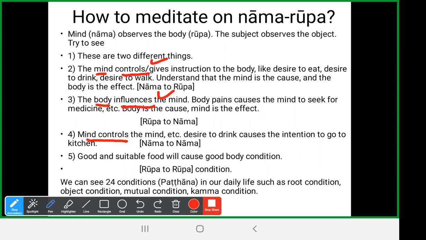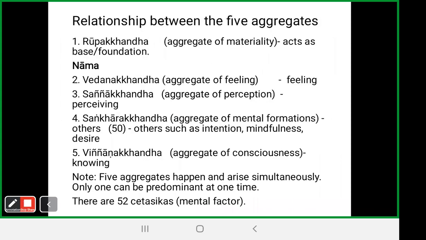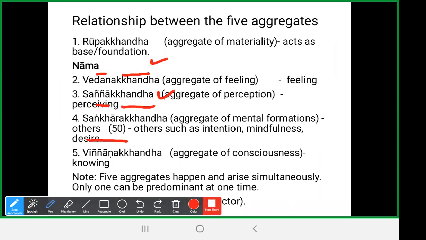Okay, so we continue the charts. This one I already explained just now, so we just do some revision. No matter how you try to know the 5 aggregates, just remember these 5 arise together simultaneously, but only one is predominant at one time.